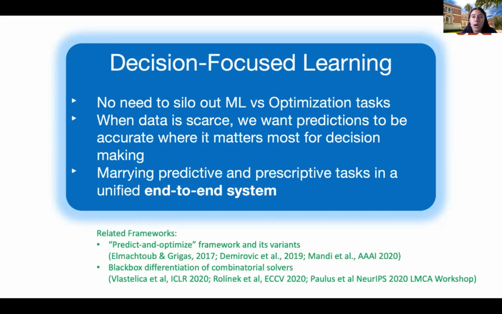I also want to highlight the fact that there are several related frameworks to the one I presented, such as the Predict and Optimize framework and its variant, as well as several recent papers on black box differentiation of combinatorial solvers. Elias, how am I doing on time?